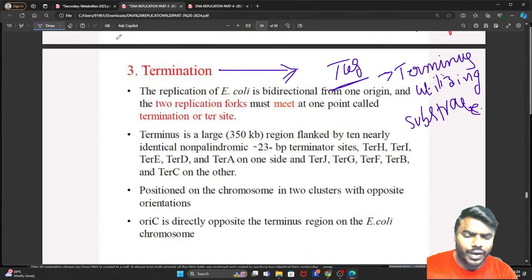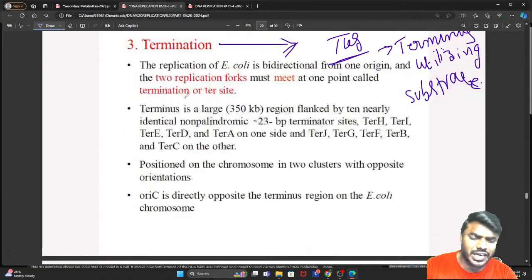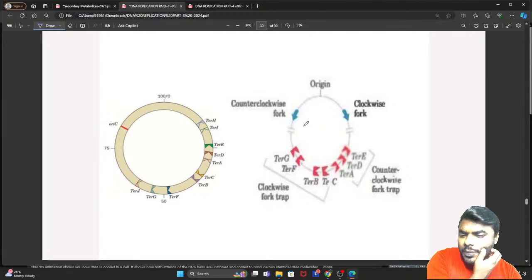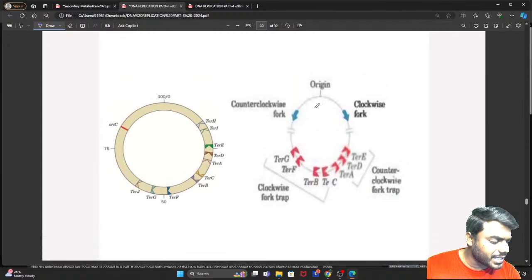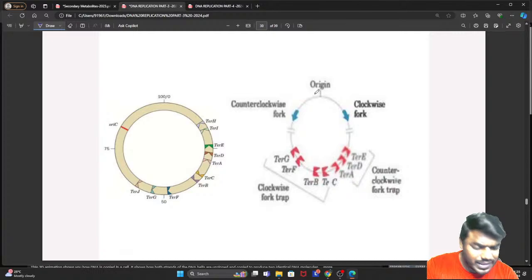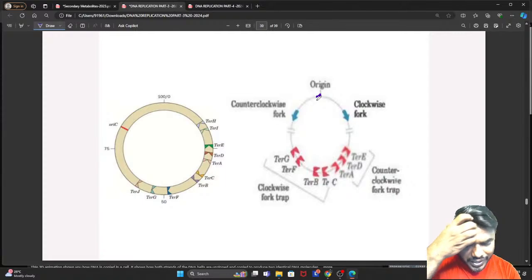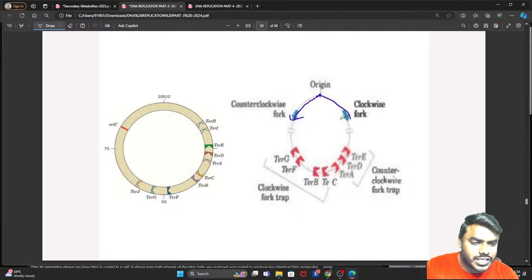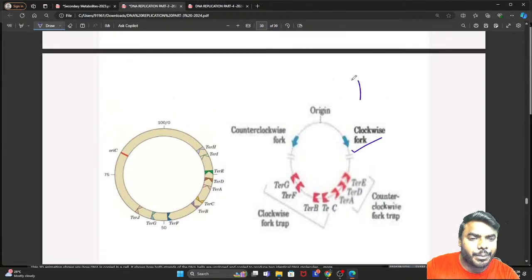Correct, Vijay Lakshmi. Now let's understand, friends, how exactly the process of termination occurs. I believe you all remember very clearly. In case of a prokaryotic organism, the DNA is circular. You can see the point here very clearly. This is the origin, the point at which DNA replication starts. So one fork is moving anti-clockwise, one fork is moving clockwise. If I want to stop the movement of the replication fork, I require some trap.